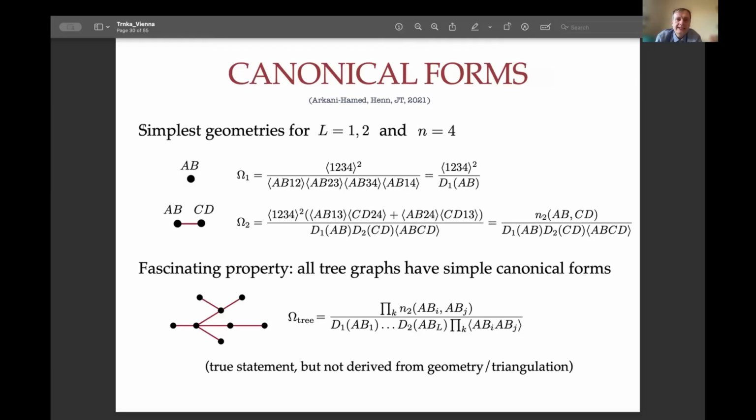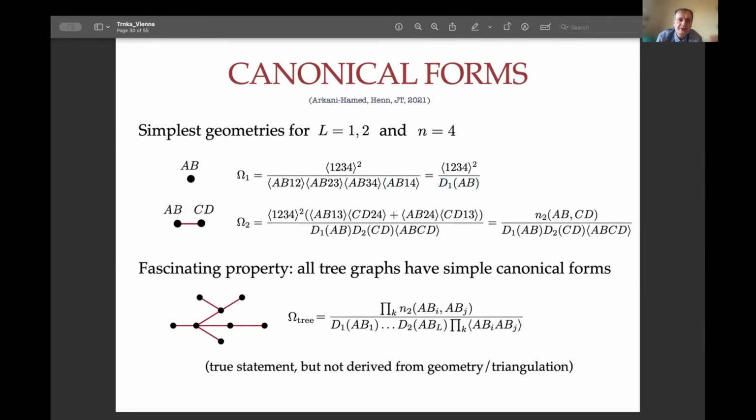Now, let me give you some examples. So for L equals 1 and 2, these are the canonical forms. For L equals 1, it is just one loop. So the canonical form is the integrand for just the box integral, which is how this looks like in the momentum twistor space. We will then use some notation because these denominators will repeat all the time for each of the loops. So we can just denote them as d1 of the given loop.